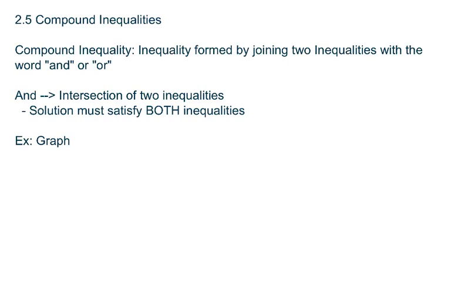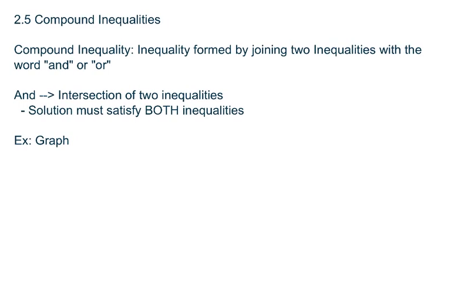Section 2.5, Compound Inequalities. Compound inequality is a vocabulary term. So let me go back to the pen here. Compound inequality, a vocabulary term. A compound inequality is an inequality formed by joining two inequalities with the word "and" or "or."